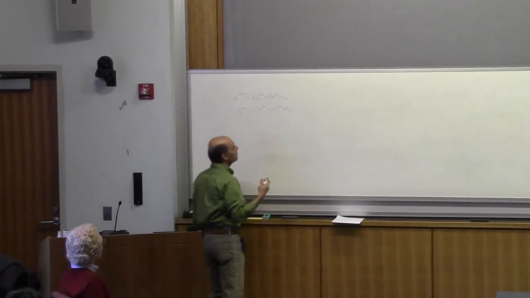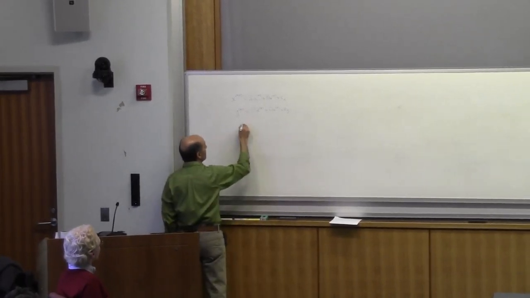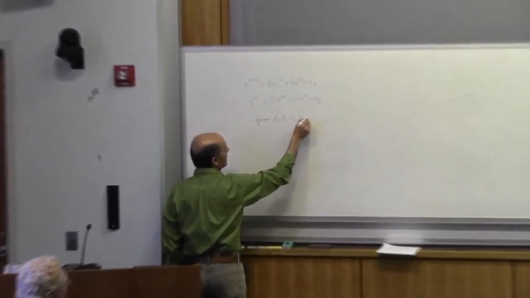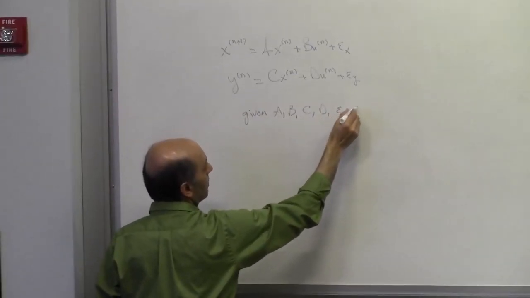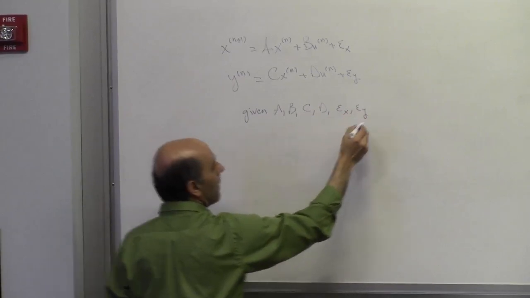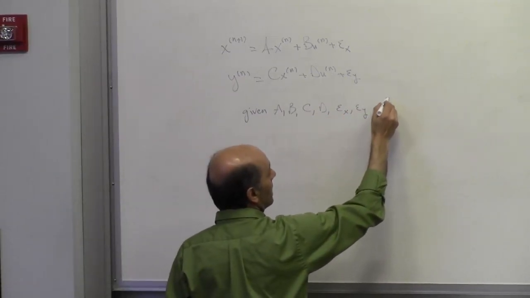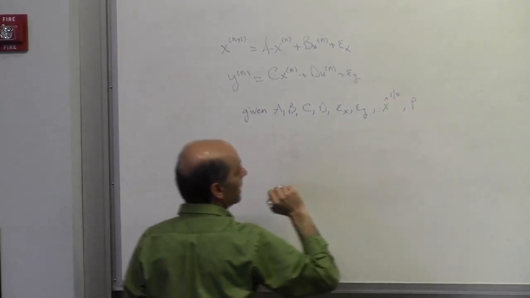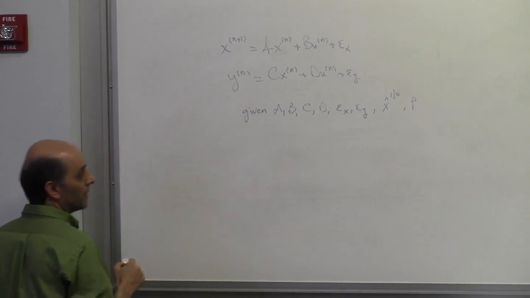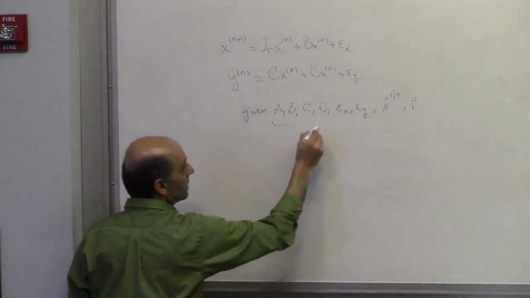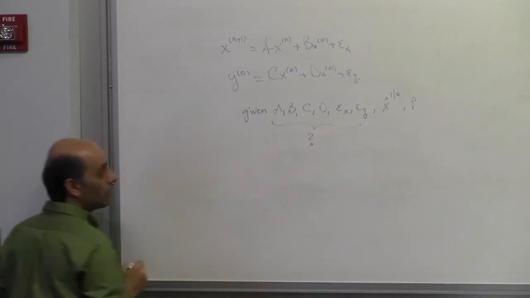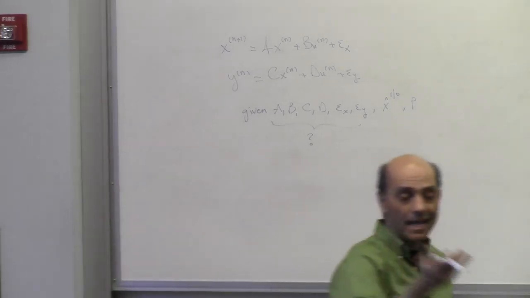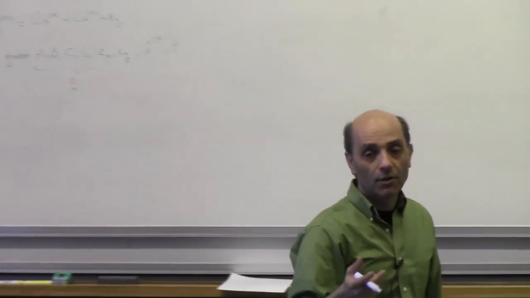So we know if we knew, given A, B, C, D, and the noises associated with epsilon X and epsilon Y, and some prior belief, X hat of 1 given 0 and uncertainty, we would be able to estimate the state of the system. But what I want to talk about today is how do we get this? How do we get the state from state estimation and the structure of the system from our data?